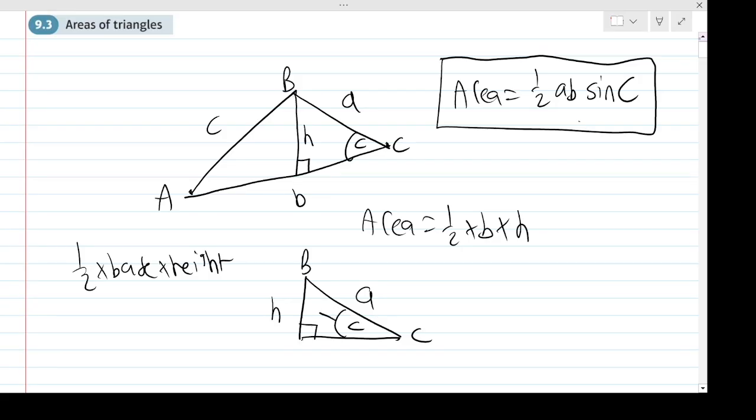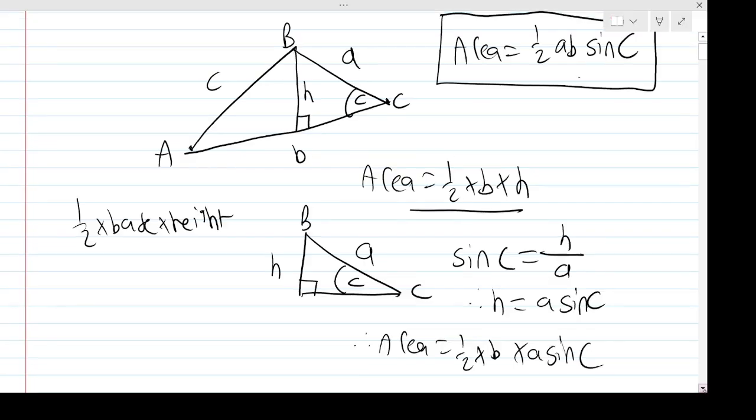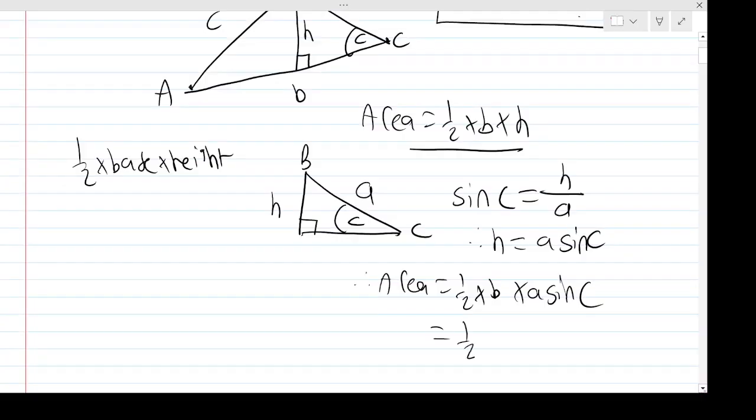And we have the opposite side of C, which is h. Well, that's the opposite, right? So we're going to use SOHCAHTOA, or the sine version. Therefore, the sine of this angle C is the opposite h over the hypotenuse a. Then we can just get h is a sine C. Then if we substitute this h into the area, it is a half times b times a sine C, which, if we dress it up a bit, is a half ab sine C. And there we are, so we can get that formula there.